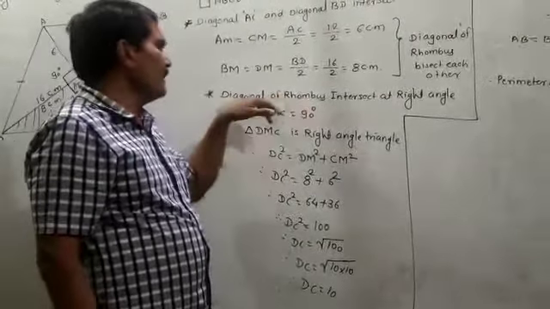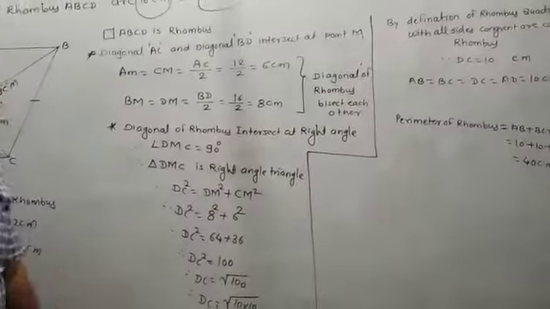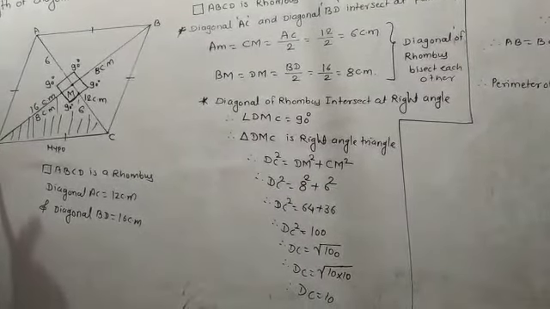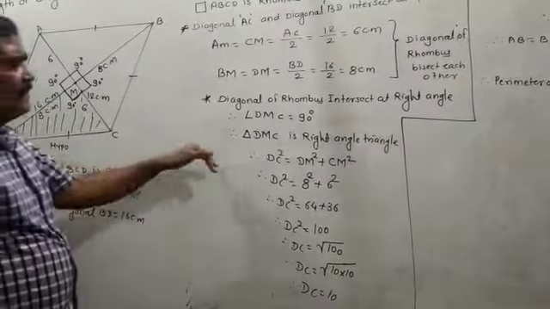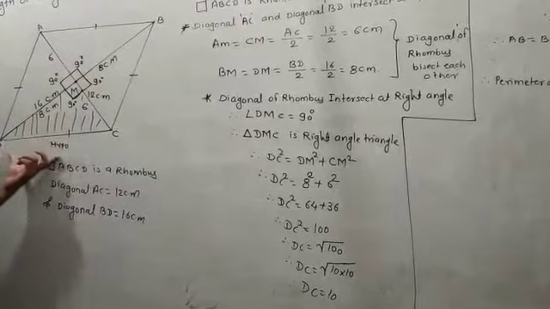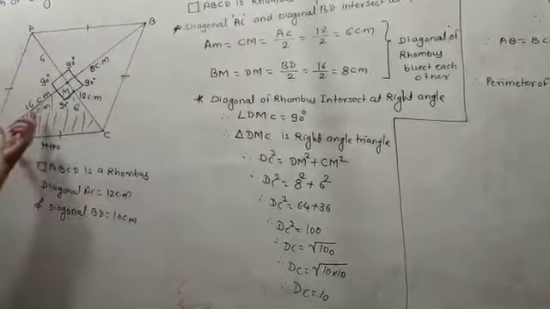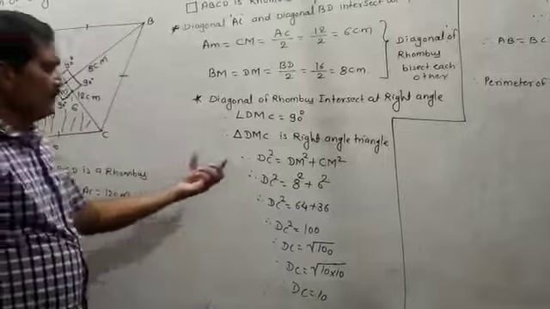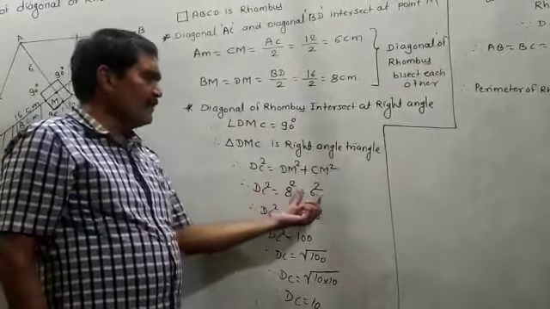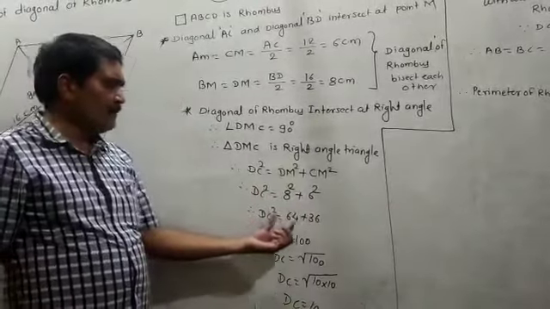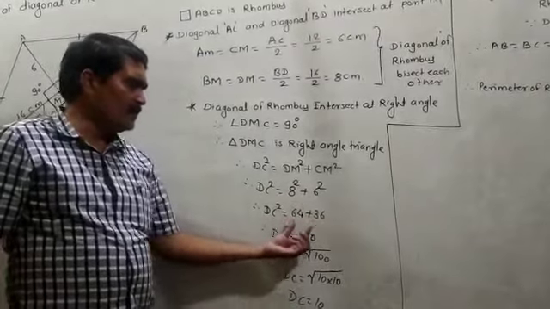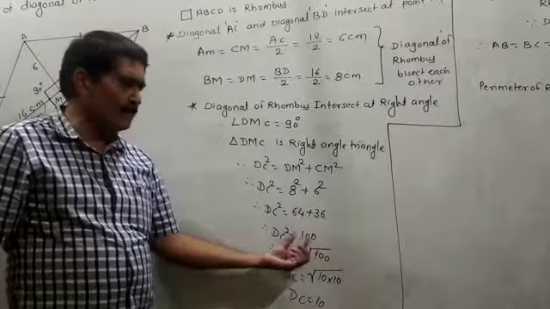And you have to give the reason that diagonals of the rhombus intersect at right angle, and you have to say that triangle DMC is the right angle triangle. So the side opposite to the right angle is the hypotenuse. So DC square is equal to DM square plus CM square. DC square is equal to 8 square plus 6 square. 8 square is 64, 6 square is 36. DC square is equal to 64 plus 36 is equal to 100.